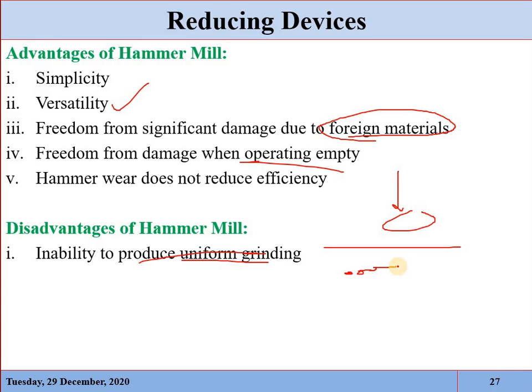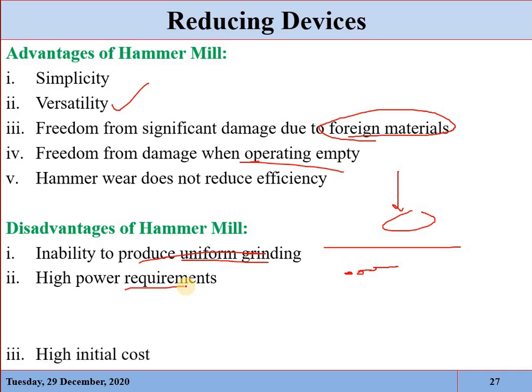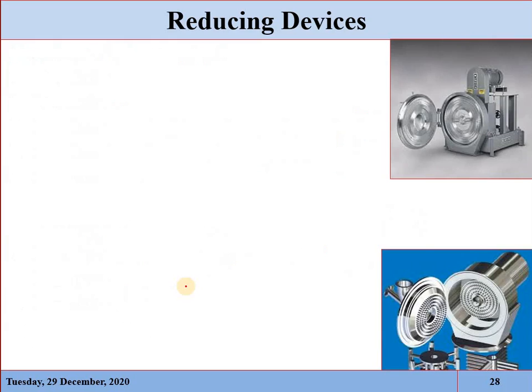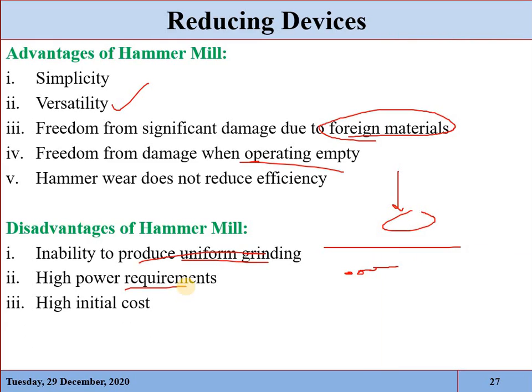The size of the reduced particle is not uniform, and also high power is required because a number of hammers are attached to the shaft and are applying impact load on the individual particles. It also has a high initial or installation cost. So these are the advantages and disadvantages of the hammer mill.